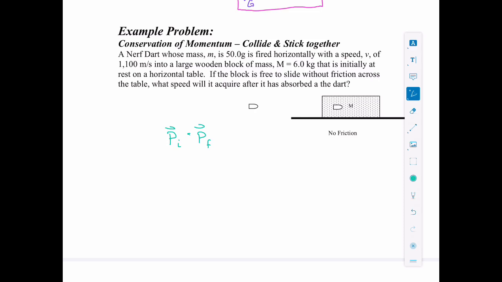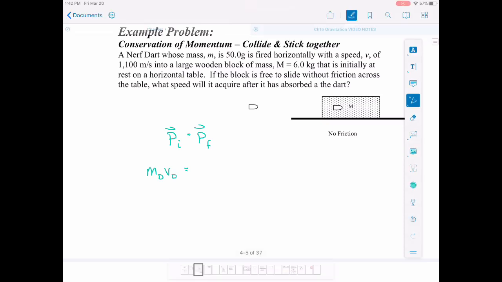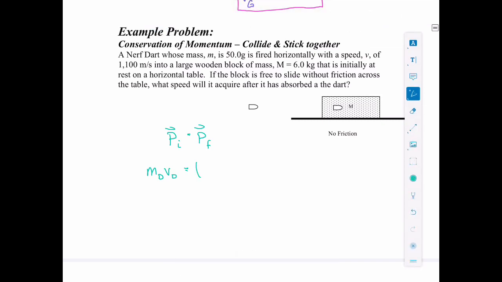However, unlike the previous example, there is initial momentum. That dart is traveling. So the initial momentum is the mass of the dart times the speed of the dart. And then after the collision, the dart and the block have become one object that is going to be traveling at one common speed v. So they are combined, so it's the mass of the dart plus the mass of the block times a speed v. And that's what we're trying to figure out. We're trying to figure out what is that speed after the collision.